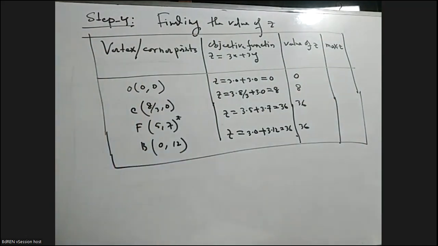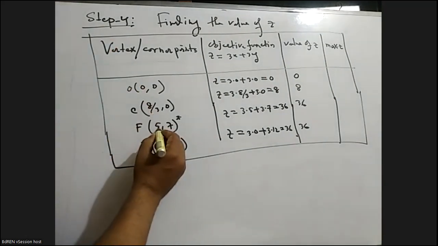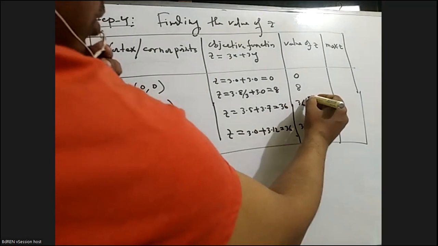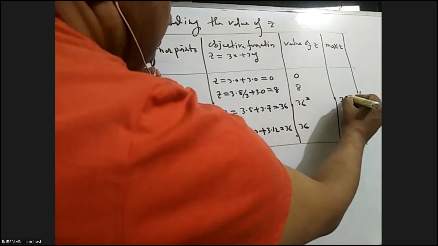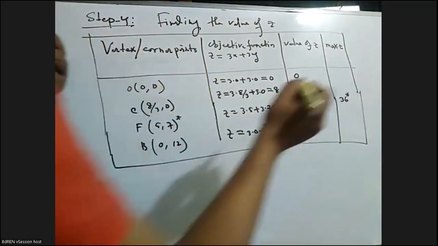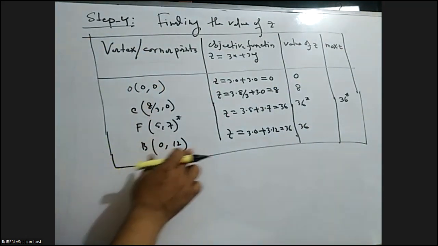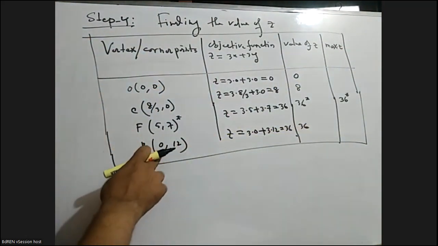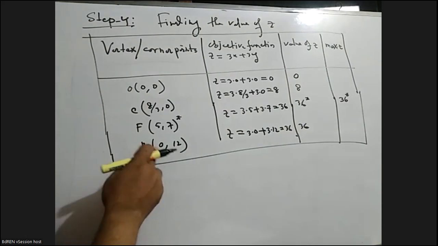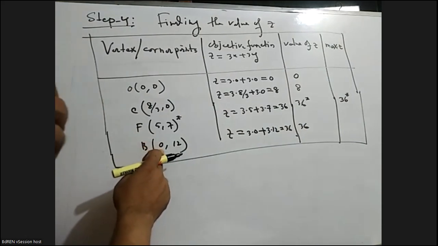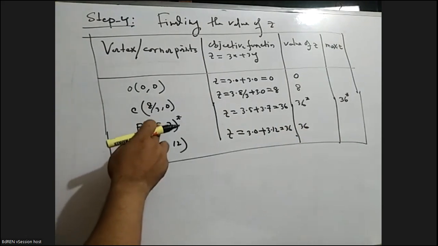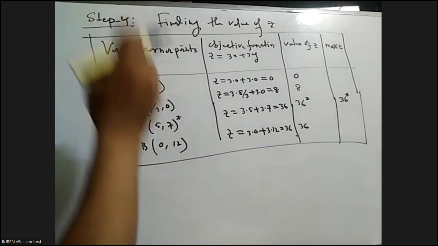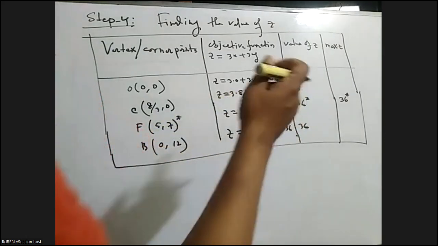Okay? The maximum value is attained at 36, because x is non-zero and y is also non-zero. So this is the maximum value of z. But remember that we cannot accept this, because x is 0 at this point. At point B, one decision variable is 0. So for two non-zero decision variables, we get the maximum value 36.